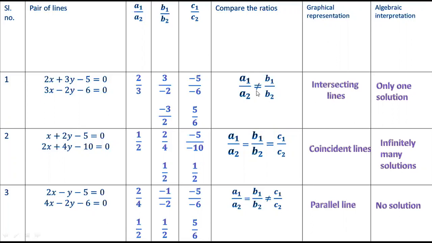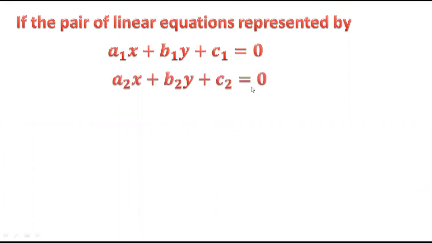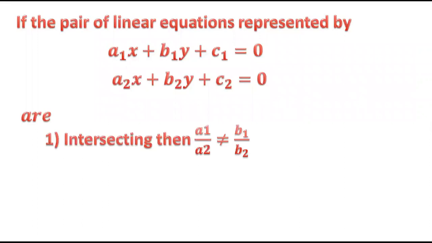Let us summarize the comparison of ratios and their graphical representation. See here, if the pair of linear equations represented by a1x plus b1y plus c1 is equal to 0 and a2x plus b2y plus c2 is equal to 0 are intersecting, then a1 by a2 is not equal to b1 by b2. No need of checking with c1 by c2 because these two are unequal.